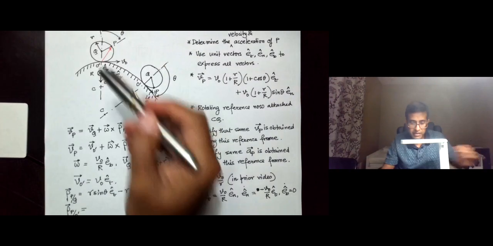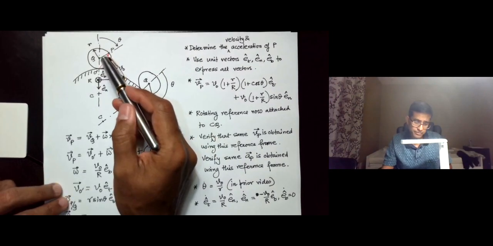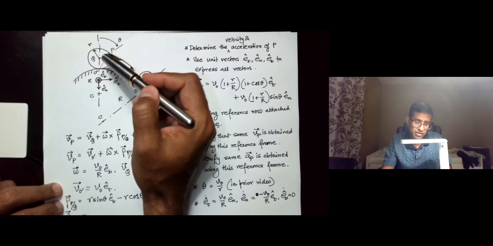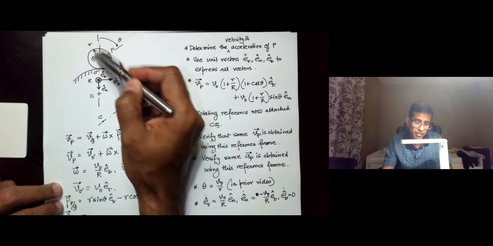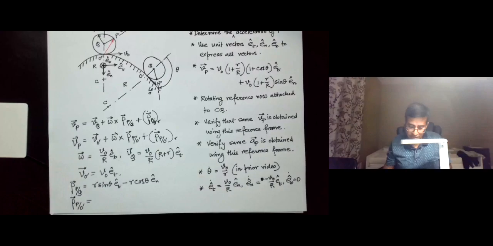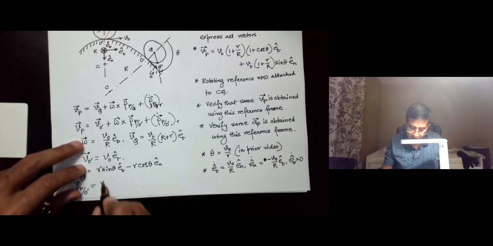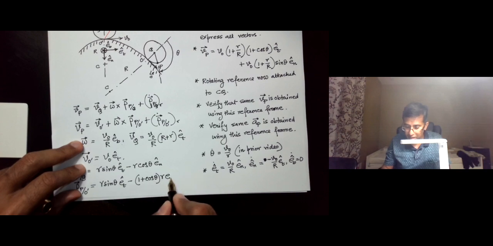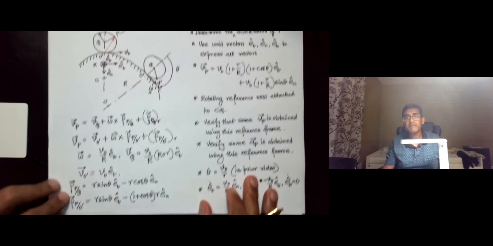and this vector is r sine theta in the Et direction and minus r plus r cosine theta in the En direction. So r sine theta in the Et direction and minus 1 plus cosine theta r in the En direction.